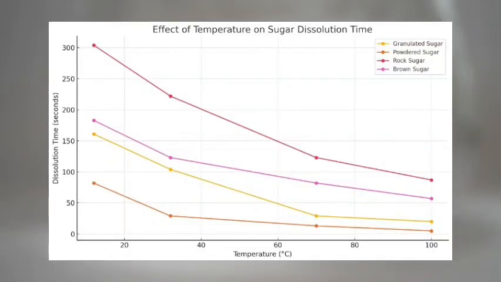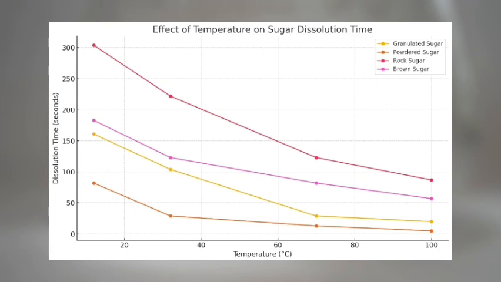This graph shows how water temperature affects the dissolution time of four types of sugar: granulated, powder, rock, and brown sugar. It is clear that higher temperatures lead to faster dissolution. Powder sugar consistently dissolves the fastest, while rock sugar is the slowest, especially at lower temperatures. For example, at 12 degrees Celsius, rock sugar takes 304 seconds to dissolve, while powder sugar only takes 82 seconds. At 100 degrees Celsius, powder sugar dissolves in just 5 seconds, and rock sugar in 87 seconds.